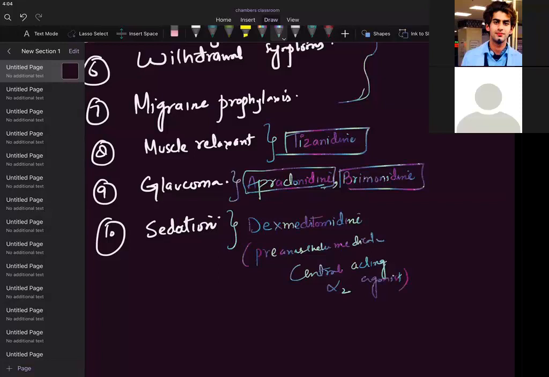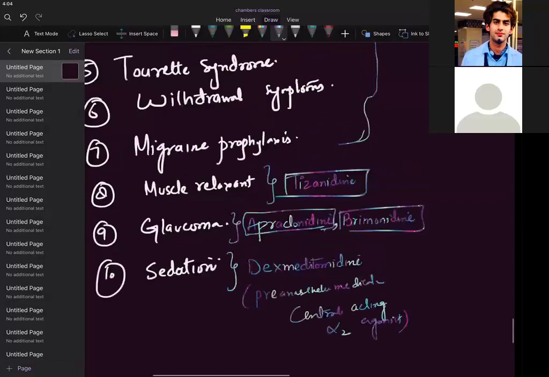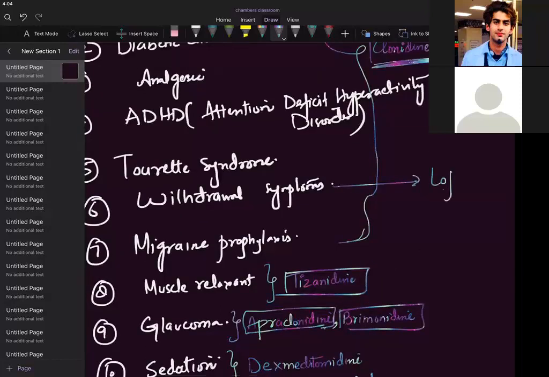Okay, guys. We also have the drug for withdrawal symptoms, that is lofexidine. Basically we give it when a patient is on opioid therapy and suddenly stops the opioid. What will happen? He will get withdrawal symptoms, the symptoms which happen on withdrawal of a drug. To treat those withdrawal symptoms, you use lofexidine. Are we clear?